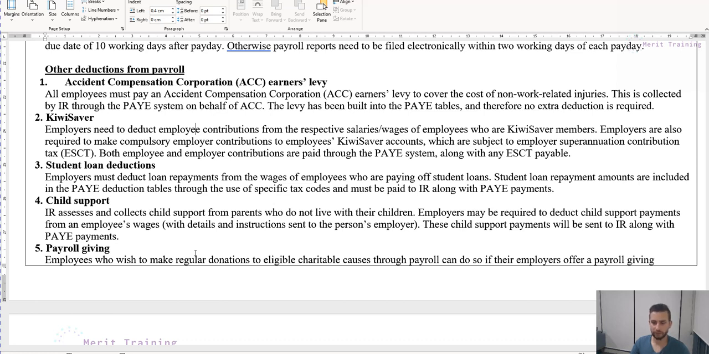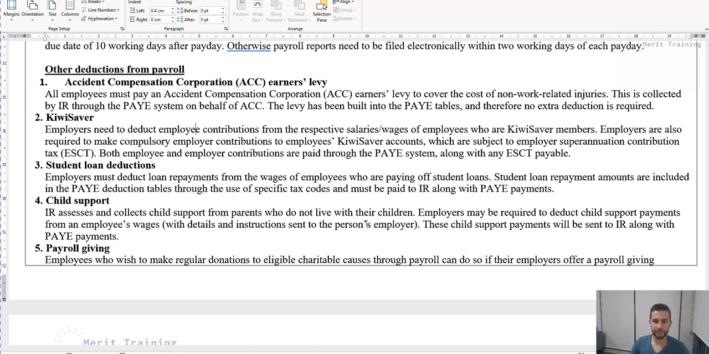So just to clarify, there's 2 components. There's the component that the employee contributes, and that's optional, and then there's the component that the employer contributes, and that is compulsory. So any KiwiSaver contributions by the employer are subject to contribution tax, which is called ESCT, or Employer Superannuation Contribution Tax. Both employee and employer contributions are paid through the PAYE system, along with any ESCT payable. So again, this comes through the PAYE. So it's withheld each month from the gross salary and paid along with your ACC, PAYE, and other deductions, which we'll talk about.